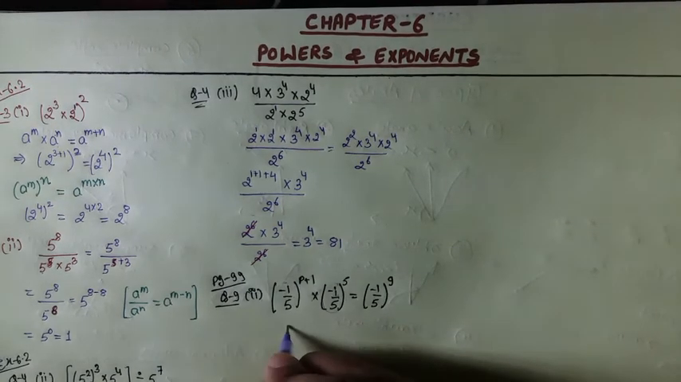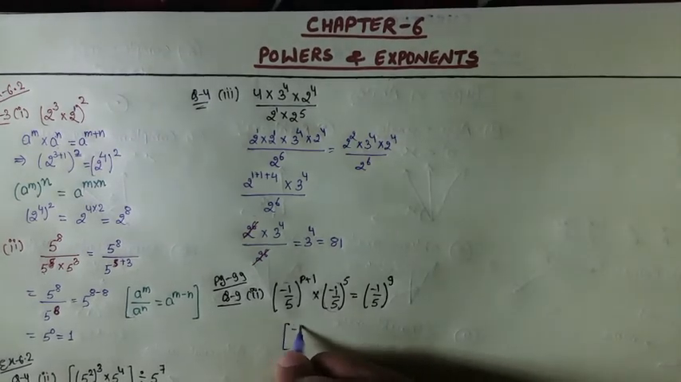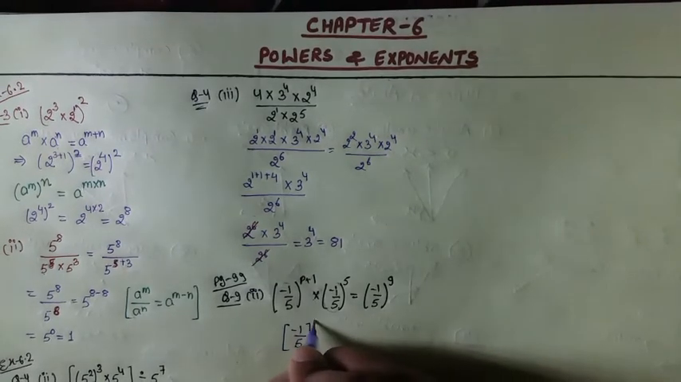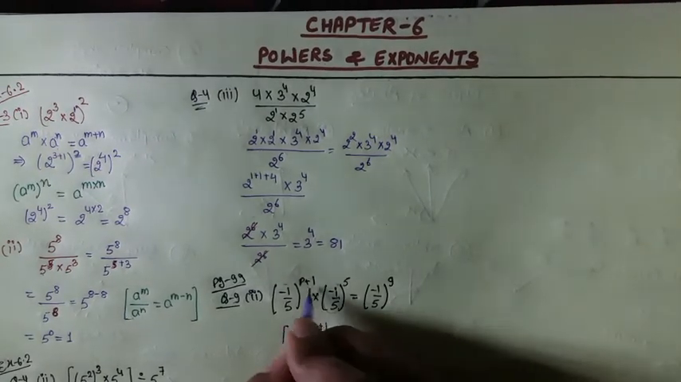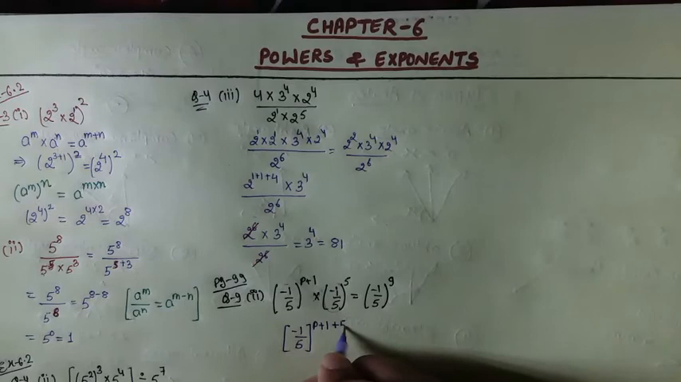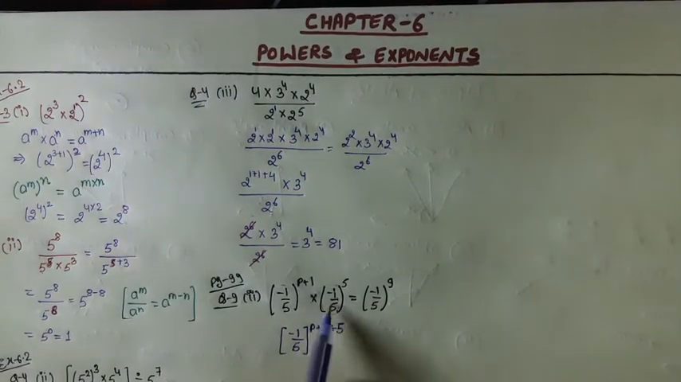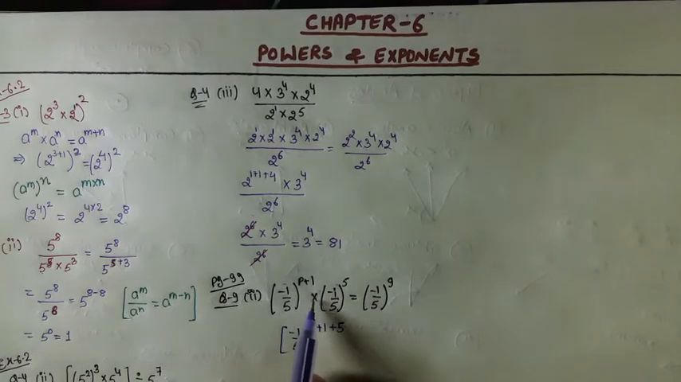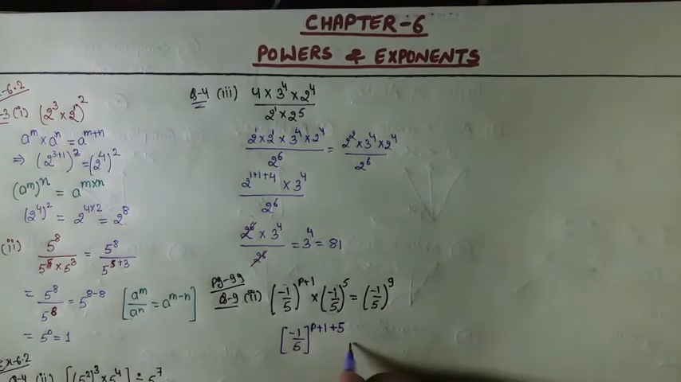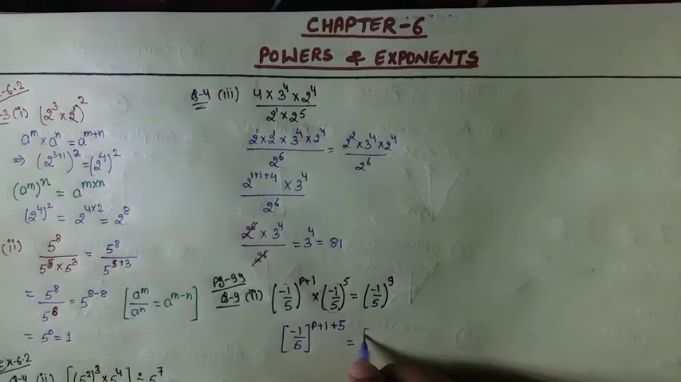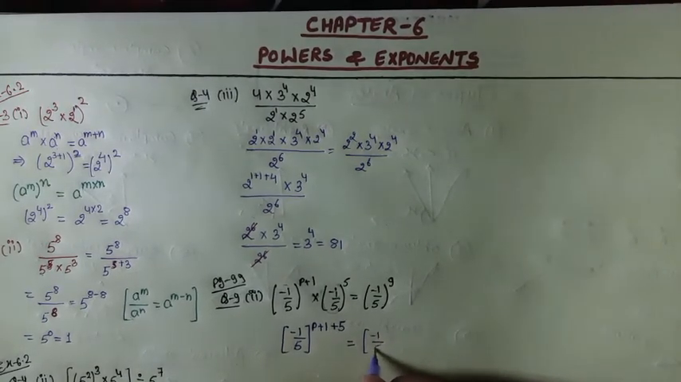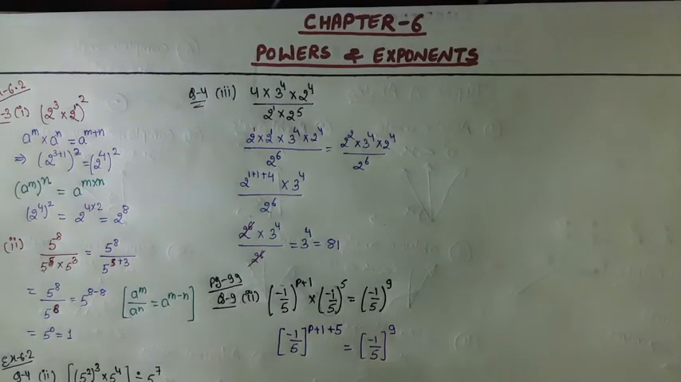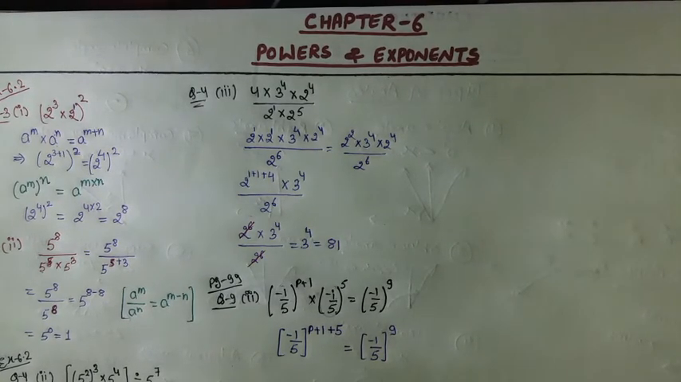Yes, then we can write it as minus 1 by 5 and the powers will get added up. That is p plus 1 plus 5. Fine, we are having the same base with different powers and multiplied together. It means we can add up the powers, and this is equals to minus 1 by 5 whole power 9. Is it clear up to here? यहाँ समझ में आया क्या हुआ है?